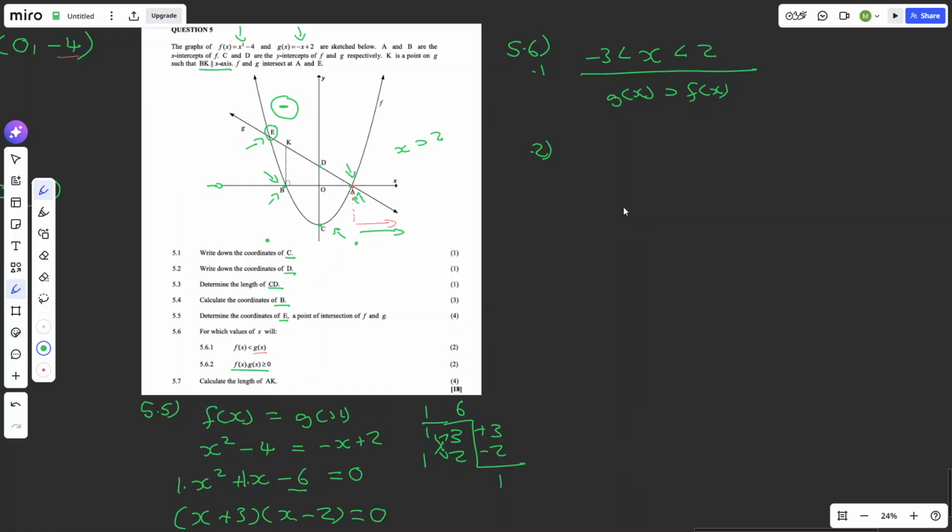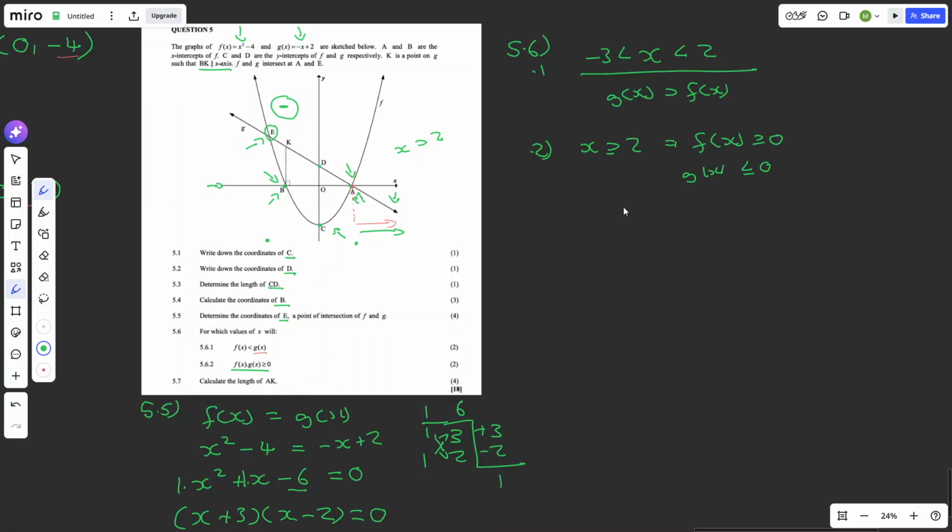Now if we look here, let's look at x greater than 2. So it's this part here. For x greater than 2, we know that our function f of x will be greater or equal to 0. But our function g of x will be less than or equal to 0. Why? Because when we go past x greater than 2, the linear function is below the y-axis. So it has negative values.